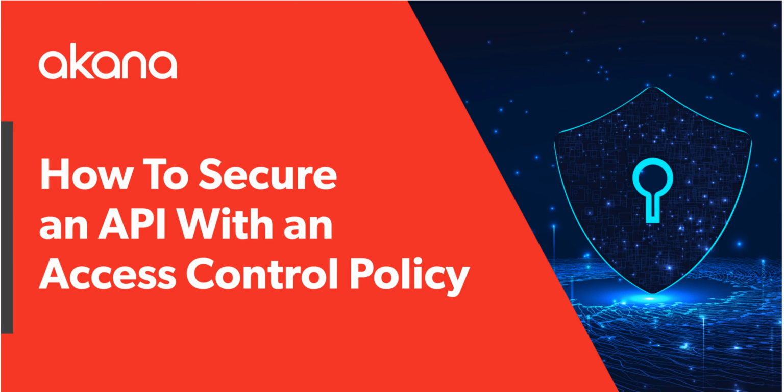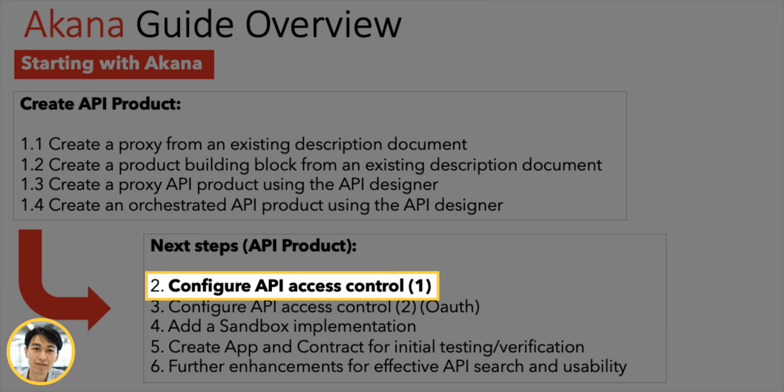In this video, we will show you how you can enhance the configuration of the API product that we helped you create in the first guide in this series. We will first look at ways to limit API access to authorized client applications only. In other words, the main topic of this guide is API access control.